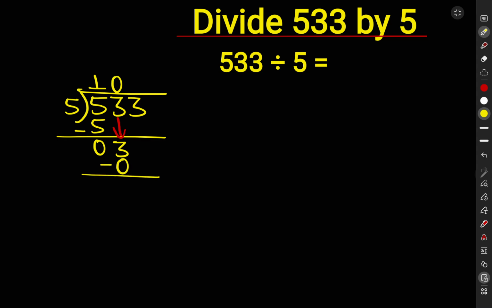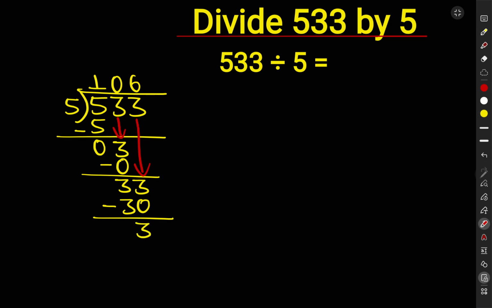On subtracting we get 3. So again we put down these 3 and it is 33. 5 times 6 is 30. On subtracting we get 3.